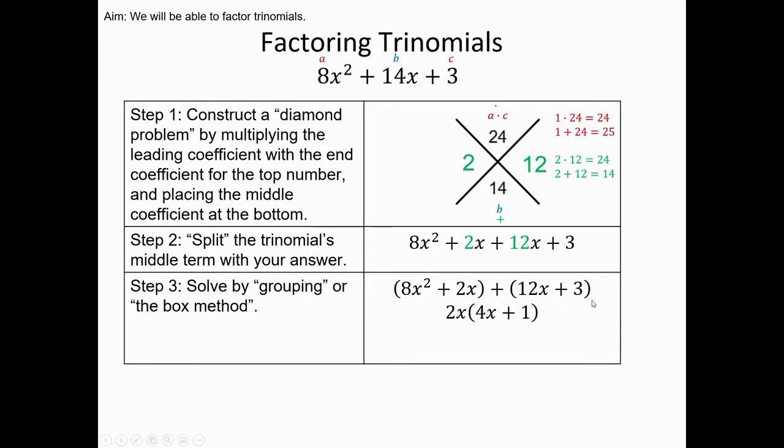Now look at the other one, 12x plus 3. What goes into 12 and 3? That's just going to be our 3 right here, right? Because 3 goes into 12 and 3. And that leaves us with 12 divided by 3 is a 4x. Notice this, I couldn't take any x's out because the last term didn't have an x. And then 3 divided by 3 is a 1.